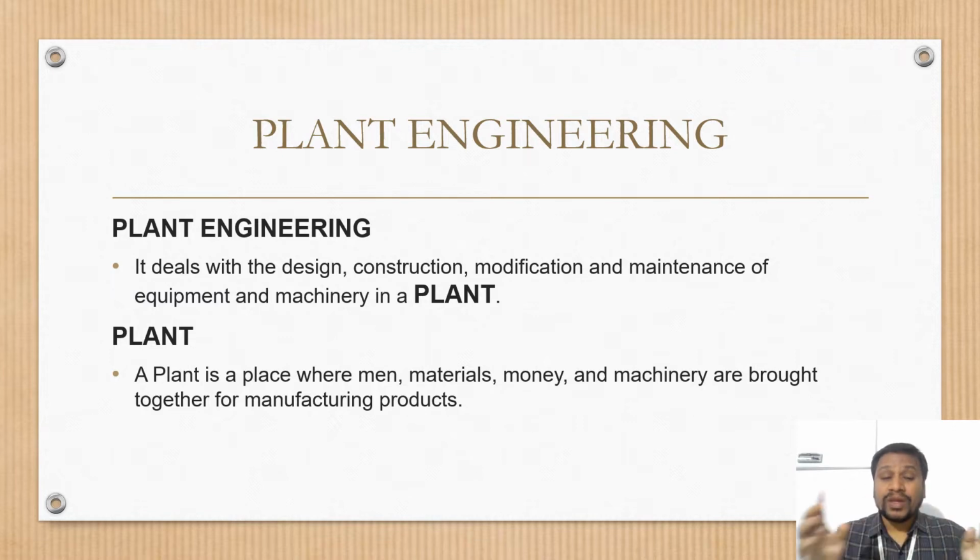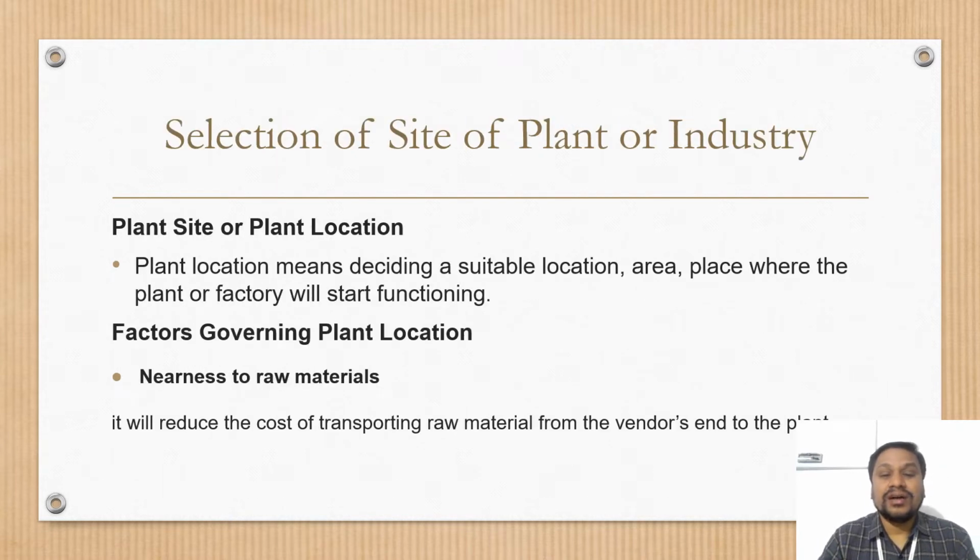Okay, so when men, material, machinery and money are brought together for manufacturing a product, it is known as a plant. So a plant is a place where men, materials, money and machinery are brought together for manufacturing a product. Okay, so our next slide is selection of site of plant or industry.